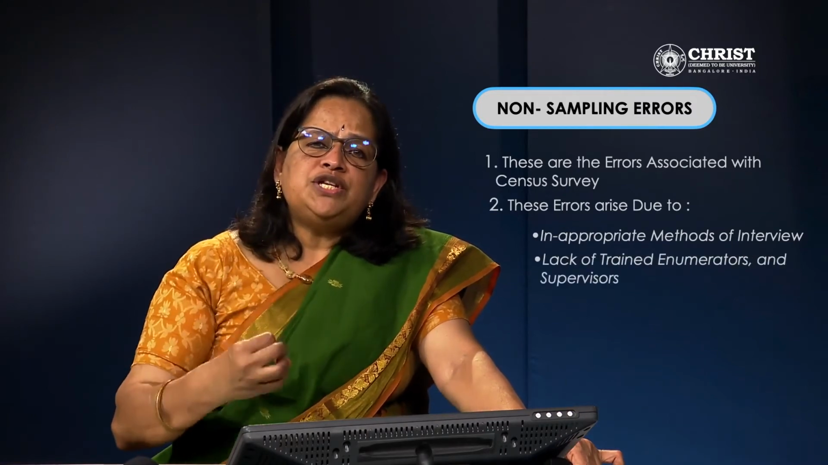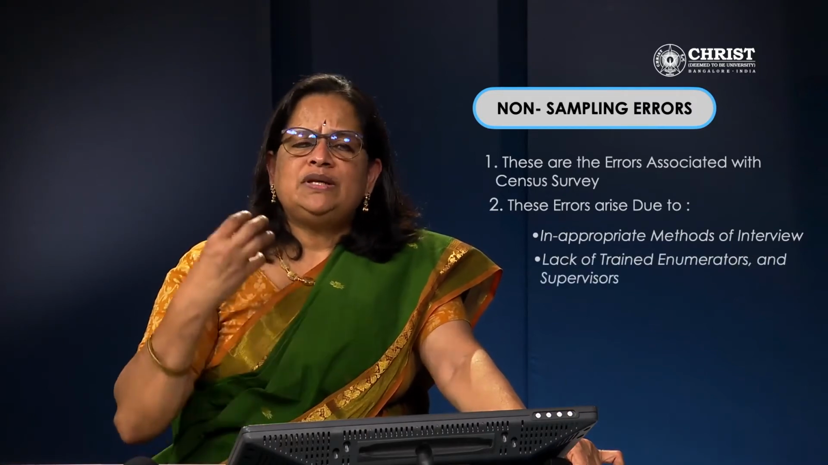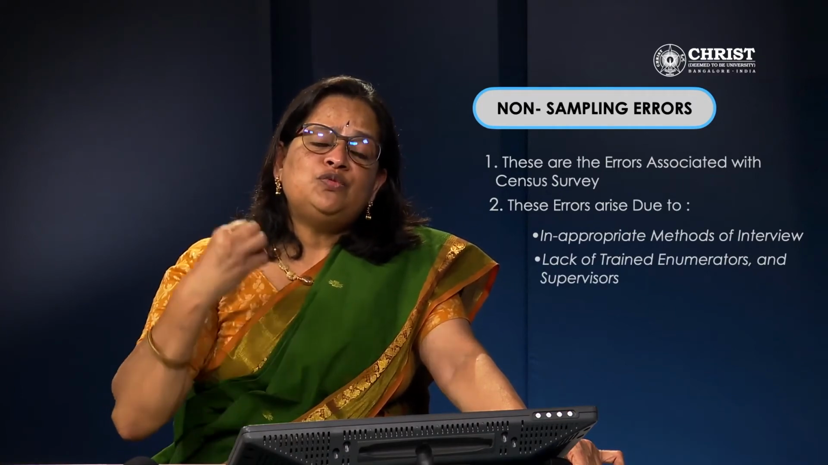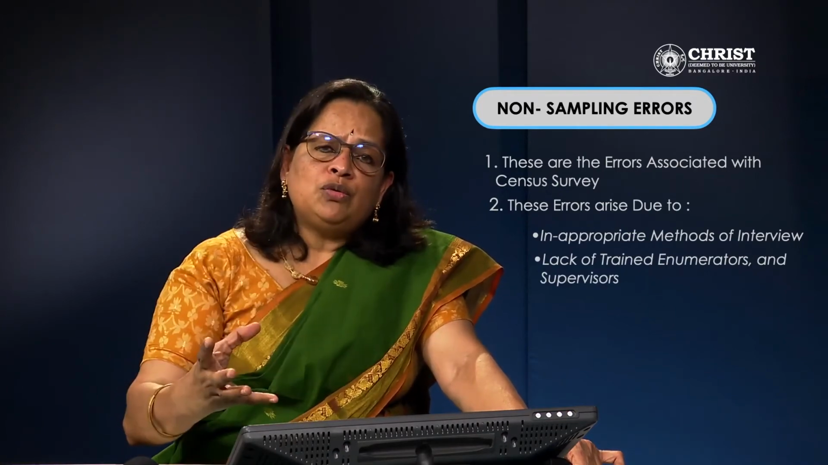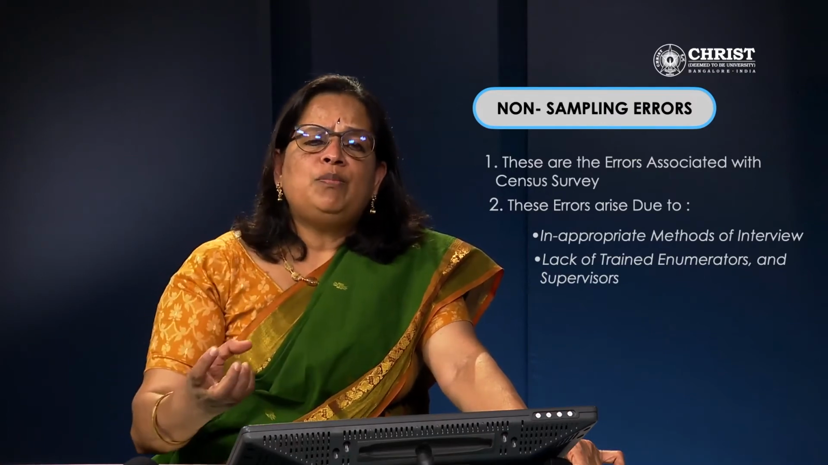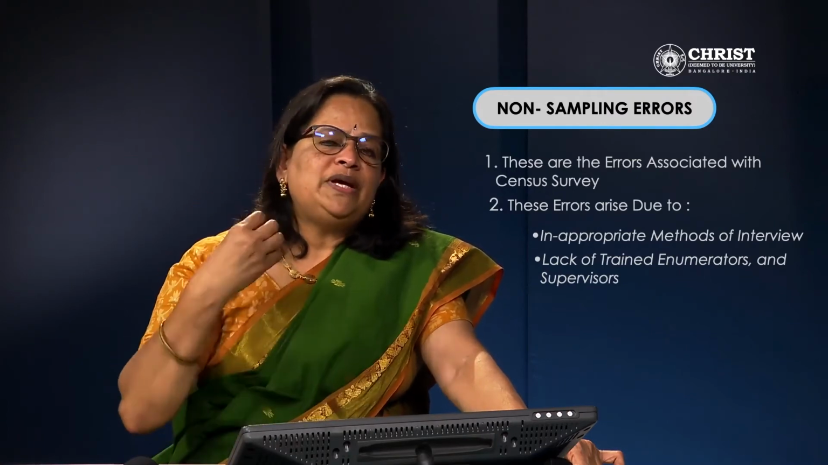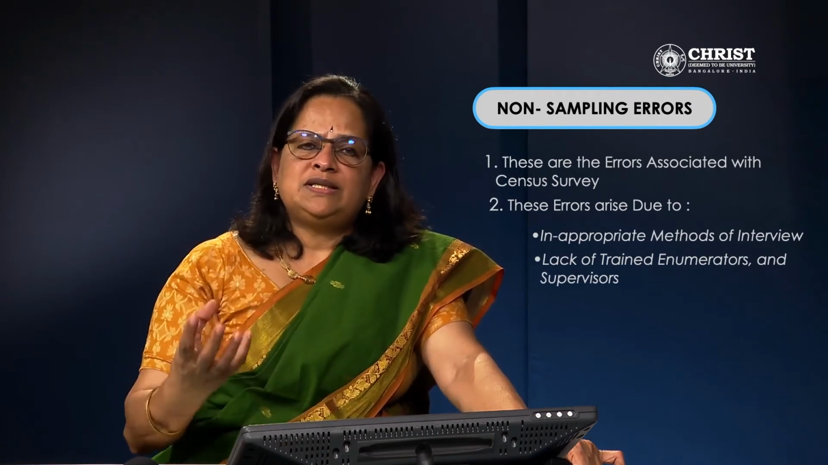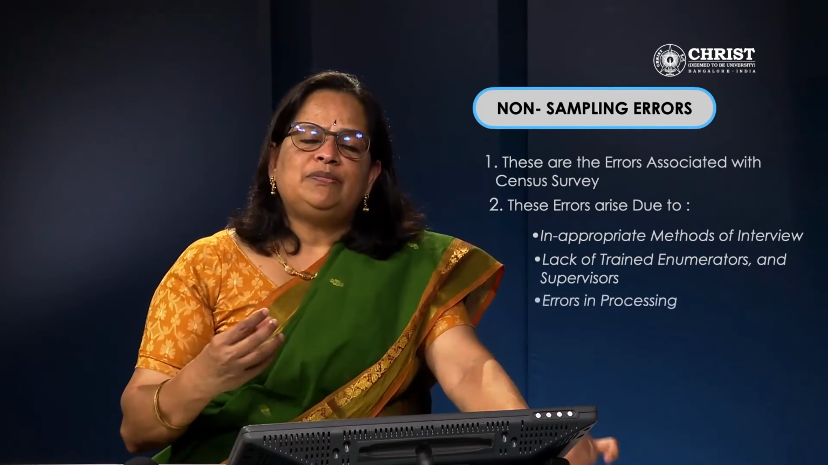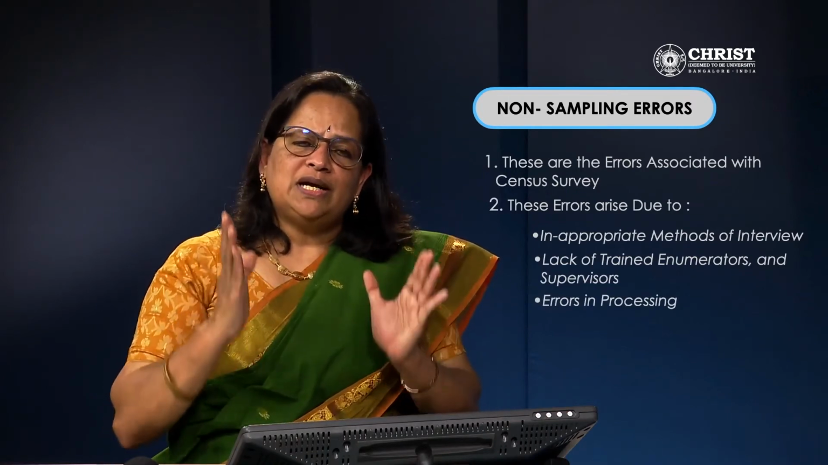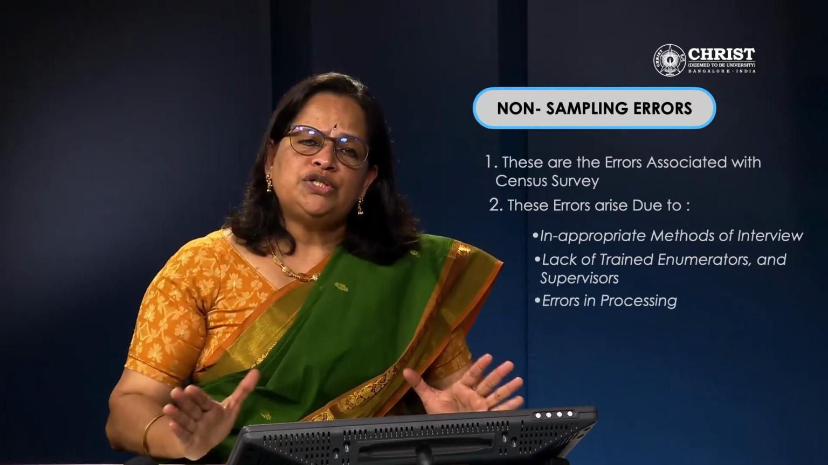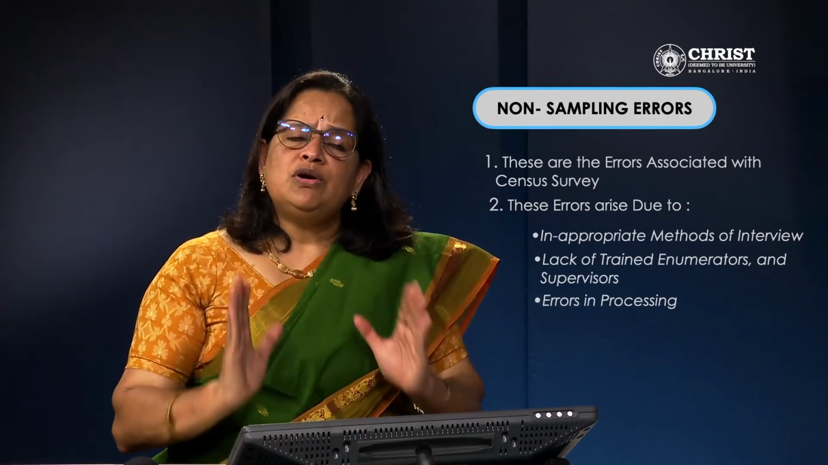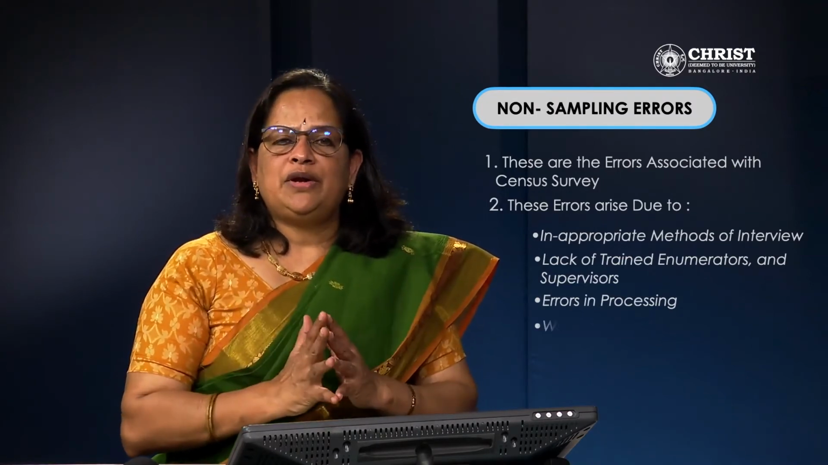Then lack of trained enumerators and supervisors. The role the enumerators and supervisors are playing in a census survey is very, very important. So they have to go and collect the information in a proper manner. They should be trained for that. If the training is not correct, then they will not give the expected result. Then errors in processing. Even if you collect the data, you have to process it properly. You have to tabulate it properly. You have to present it properly. All these are important in getting the accurate result.